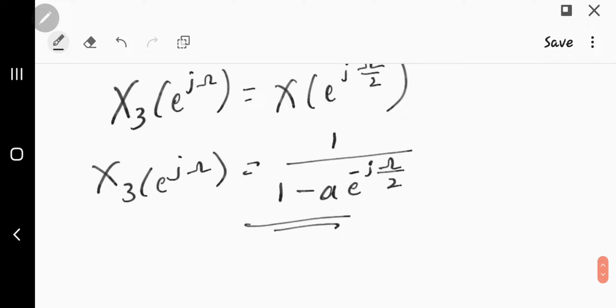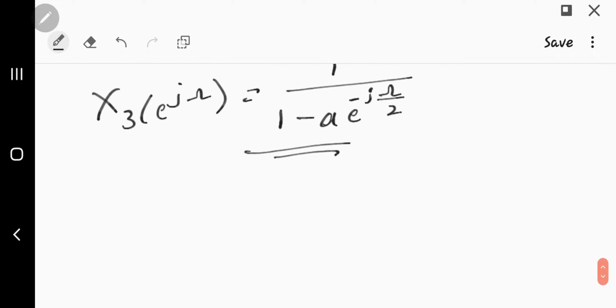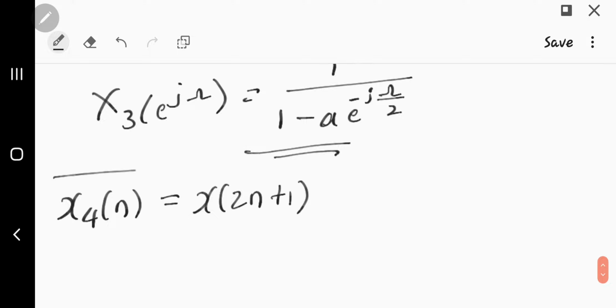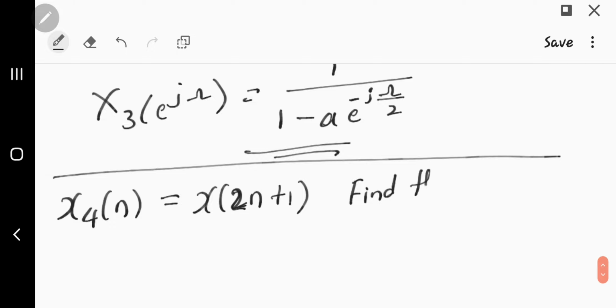Now for the same one, you try this like x4 of n is equal to x of 2n plus 1. So for the same problem, x of 2n plus 1, you have to find the DTFT. So try this one for the same problem and try to get the result for this.